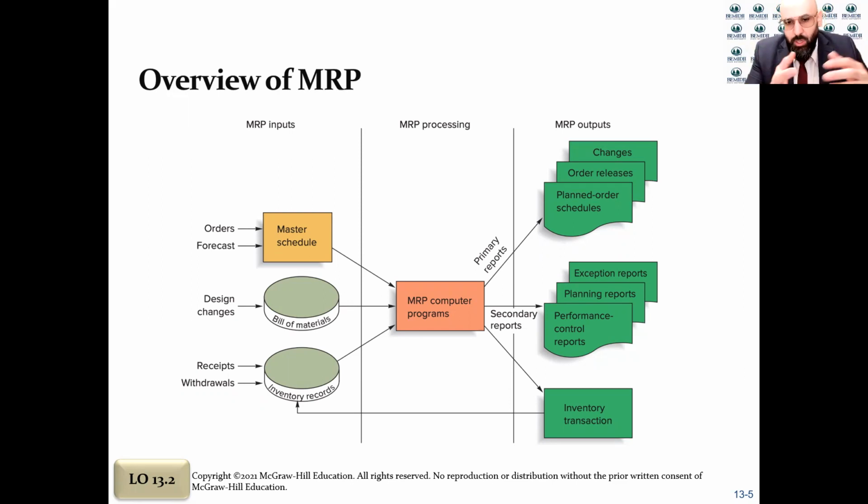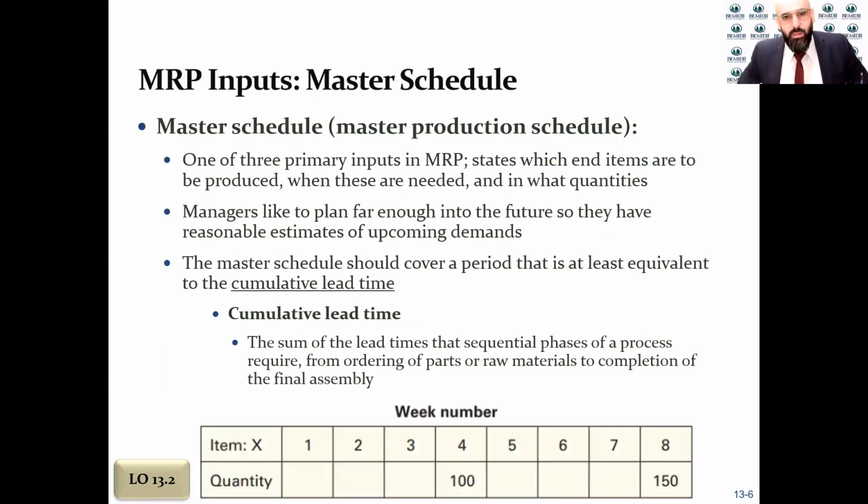As an output, once we put all these together, we will be able to know the changes for the production schedule. We will be able to know when we have to release orders, and when we have to plan for orders. We will be able to do some exception reports, planning reports, performance control reports, and also we will be able to do some inventory management based on the information that we received. All right, let's go ahead and start with the master schedule. The master schedule, again, is also called the master production schedule.